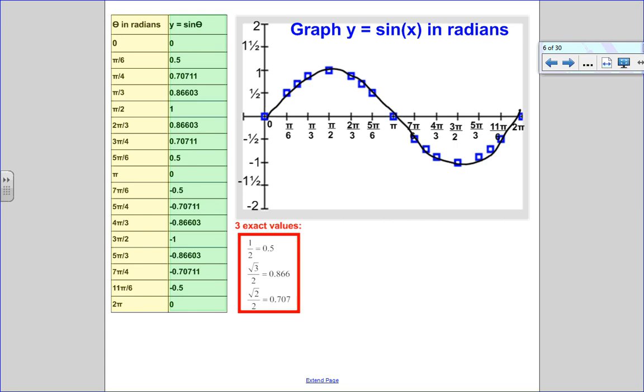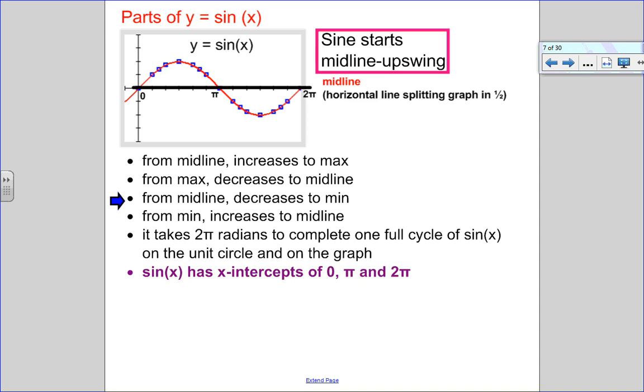Again, just like we did for cosine, let's look at the parts of that graph. Now again, the starting point, super important. Sine starts at the midline right here on an upswing, just meaning it's increasing to a maximum.